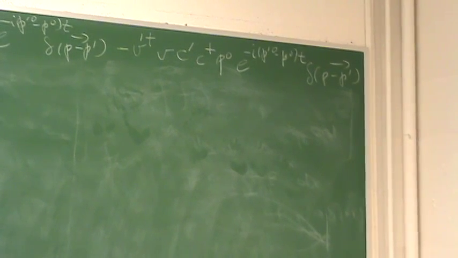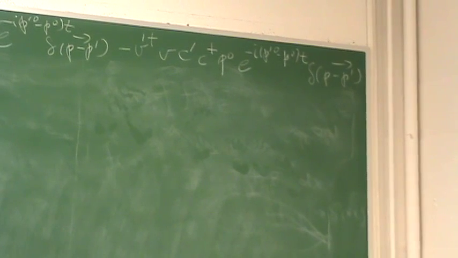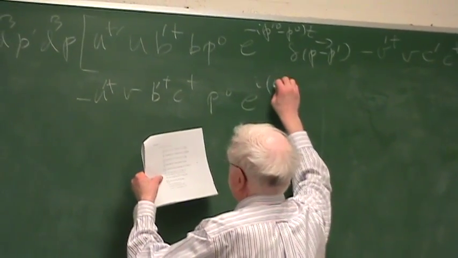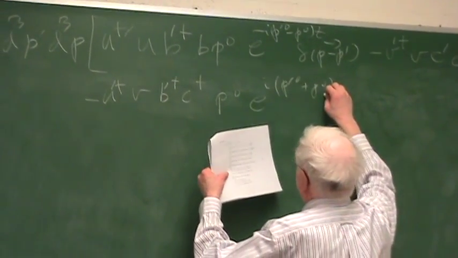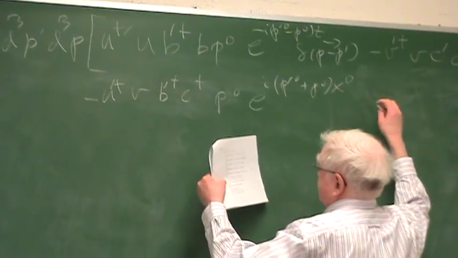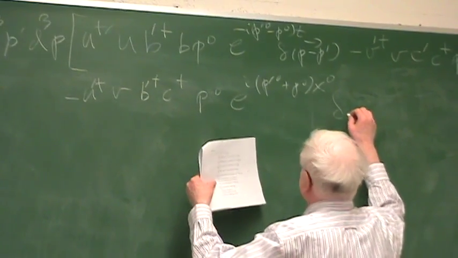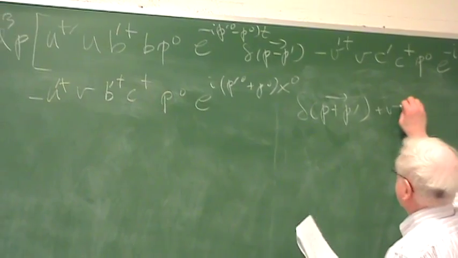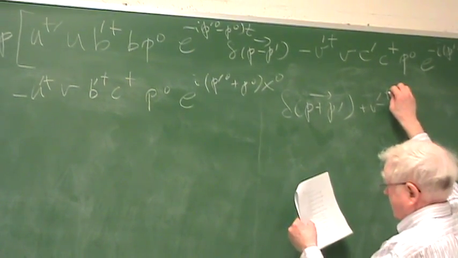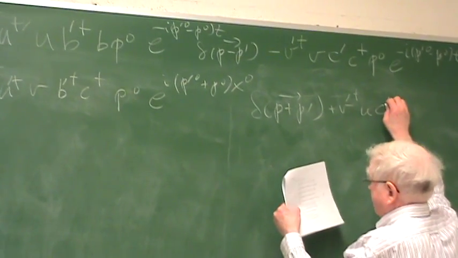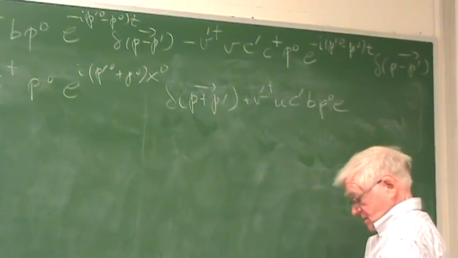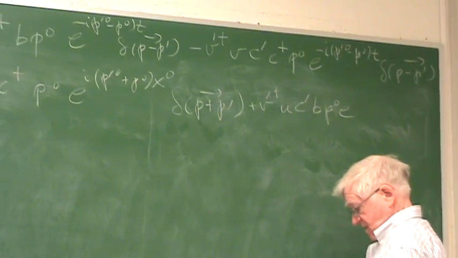And then we have minus u prime dagger v b prime dagger c dagger p zero, and now e to the i (p prime zero plus p zero). And if you want, we can write this as x zero. x zero and t are the same. And this is delta of p plus p prime. And then plus v prime dagger u c prime b p zero e... mistake here, I think.